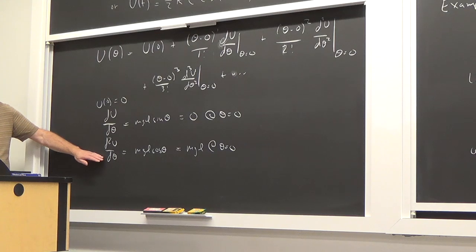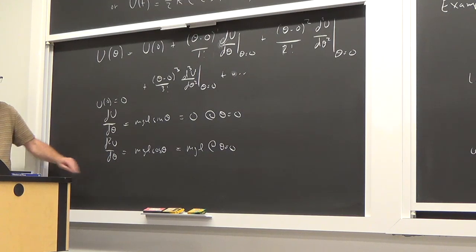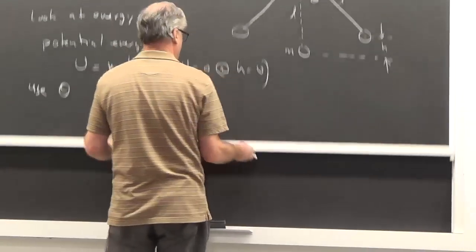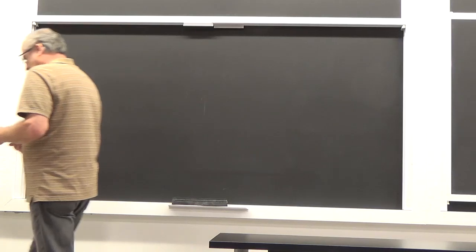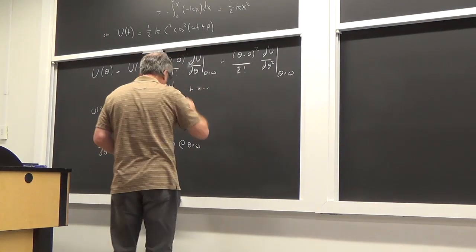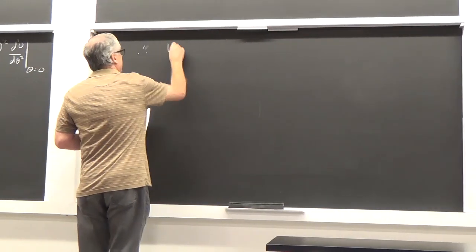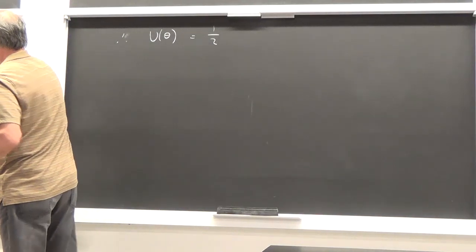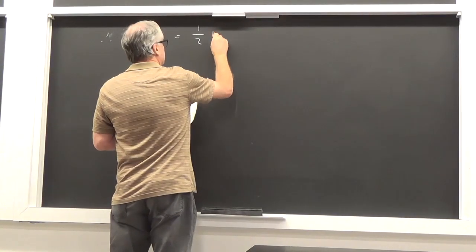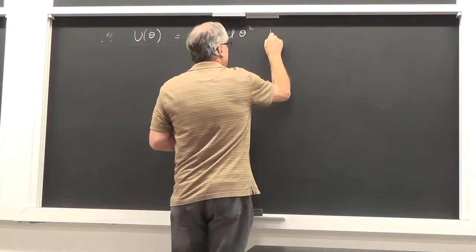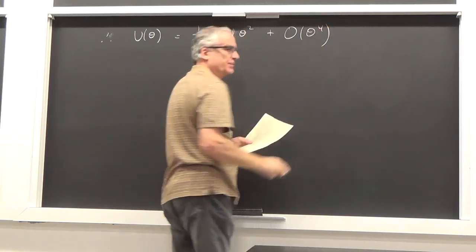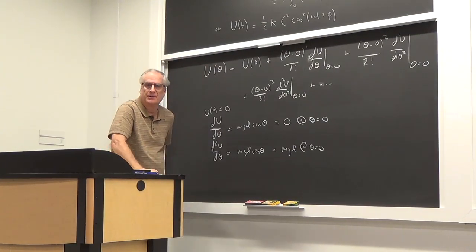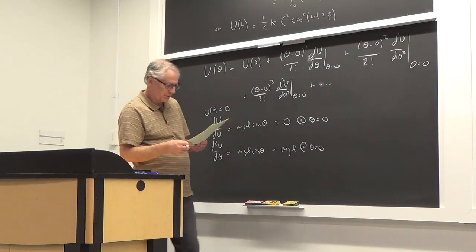And we'll see that only even derivatives contribute. You can think of physically why that kind of has to be. So therefore, u of theta is equal to, well, the first two terms, the u of 0 and the du of theta go away, they're both 0, is just mgl theta squared plus order of theta to the fourth, since the theta cubed term is 0. So we know what u is up to order of theta cubed, at least that's what we're going to keep.